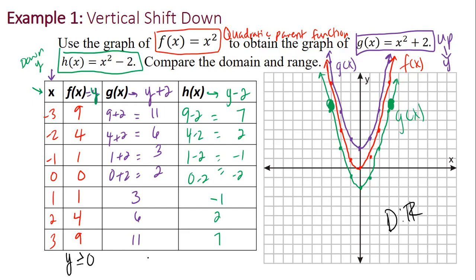When I look at g of x, my purple graph, where does it start? At 2. So my range is y is greater than or equal to 2. When I look at h of x, my green graph, where is it at? It starts at -2. So my range changed, but my domain stayed the same. Okay, how do we feel about vertical? Okay, vertical, we're good? All right.